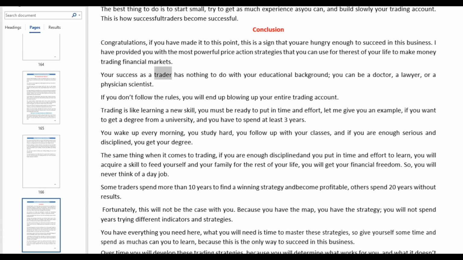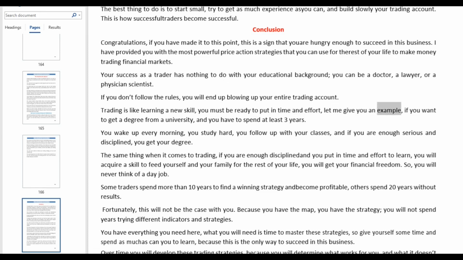Your success as a trader has nothing to do with your educational background. You can be a doctor, a lawyer, or a physician scientist. If you don't follow the rules, you will end up blowing up your entire trading account. Trading is like learning a new skill. You must be ready to put in time and effort.